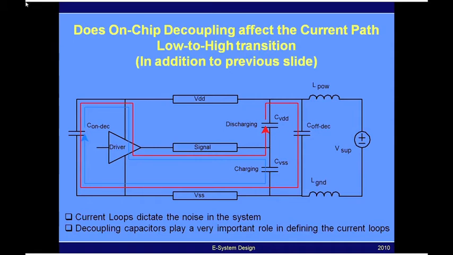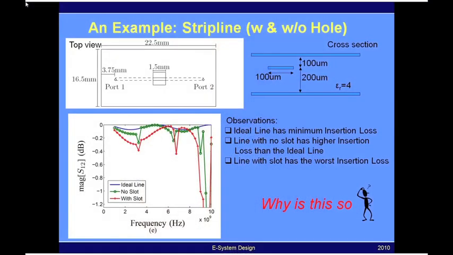So the case I'm trying to make over here is that unless you can understand the current loops in your system and understand the discontinuities in that current loop, it is absolutely impossible for you to predict the RPDs, the return path discontinuities, and their effect on the signal integrity of the waveform. Let me illustrate this using a simple example, and the example I'm going to choose is a strip line, which is a passive interconnect. So we're not going to look at any of the drivers in the circuit.